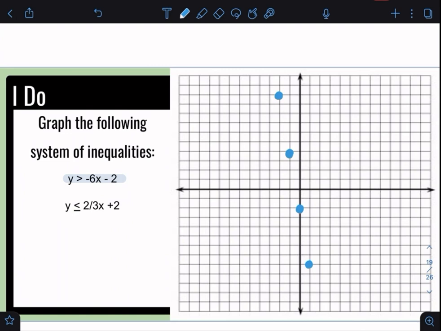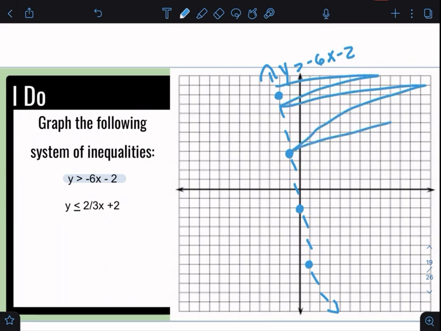Alright, now that's not equal to, so we're just going to put a dotted line. I'm going to put my arrows, and I'm going to label this. This is y is greater than negative 6x minus 2. Because it's greater than, that means I need to shade above. So I'm going to shade above.